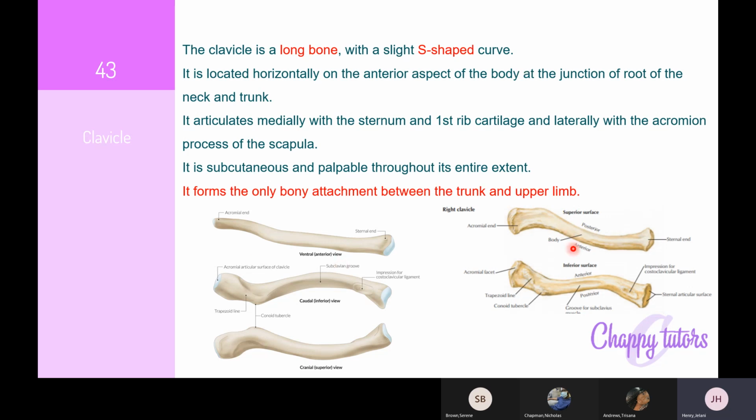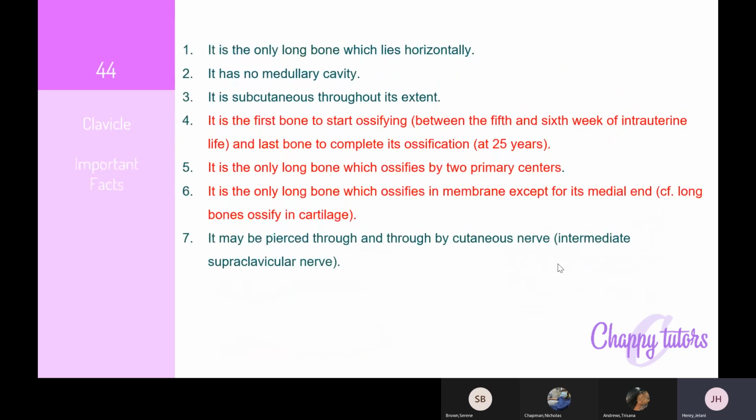I'll go through the different features of the clavicle just now. All right, so there are some facts about the clavicle. It is the only long bone that doesn't contain bone marrow. It doesn't produce bone marrow, right? It is subcutaneous throughout its entire extent. Well, let's discuss that and palpate the clavicle.